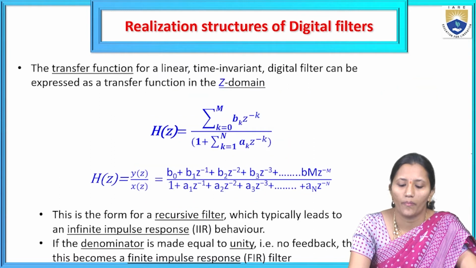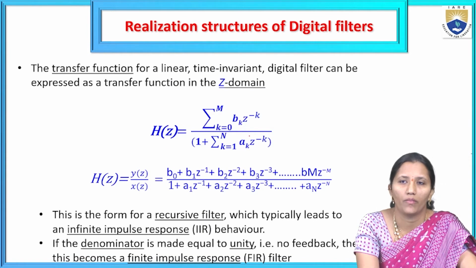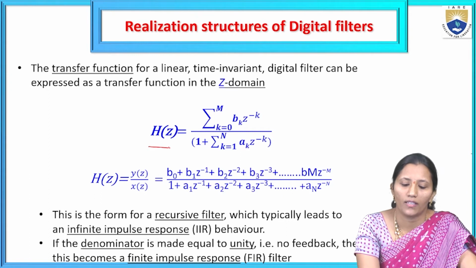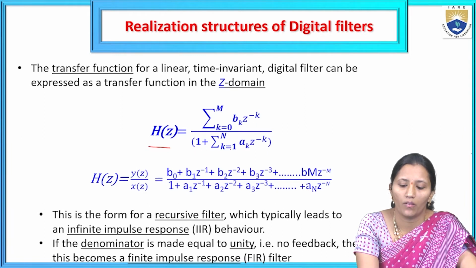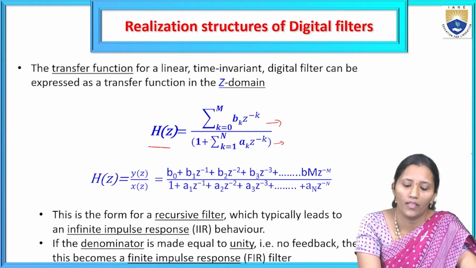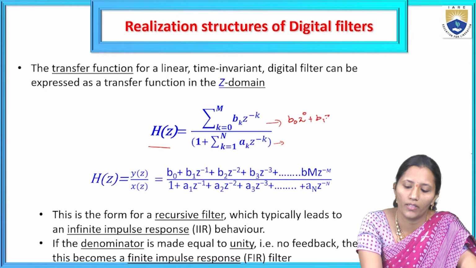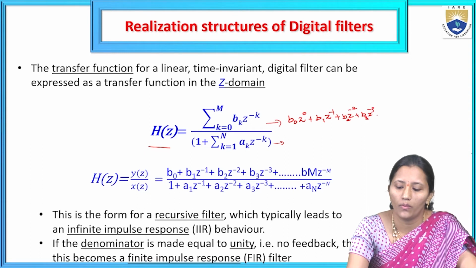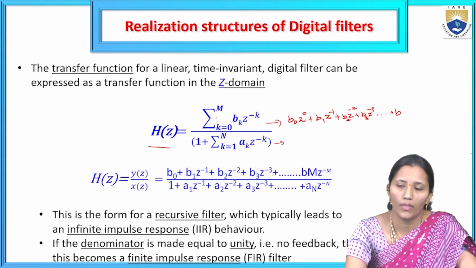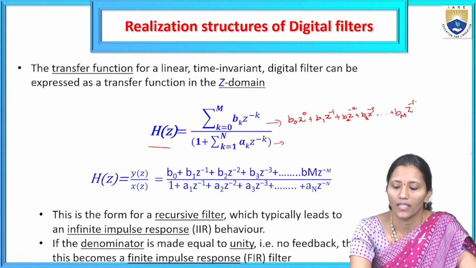So from that, the transfer function of a linear time invariant digital filter can be expressed in the z domain as H of z equals sigma k equals 0 to M b_k z power minus k by 1 plus sigma k equals 1 to N a_k z power minus k. Now expand these terms by substituting k values. In the numerator, if we substitute k equals 0, we get b0 z power 0, plus for k equals 1, b1 z power minus 1, plus b2 z power minus 2, plus b3 z power minus 3, up to the limit M, so the last term is b_M z power minus M.